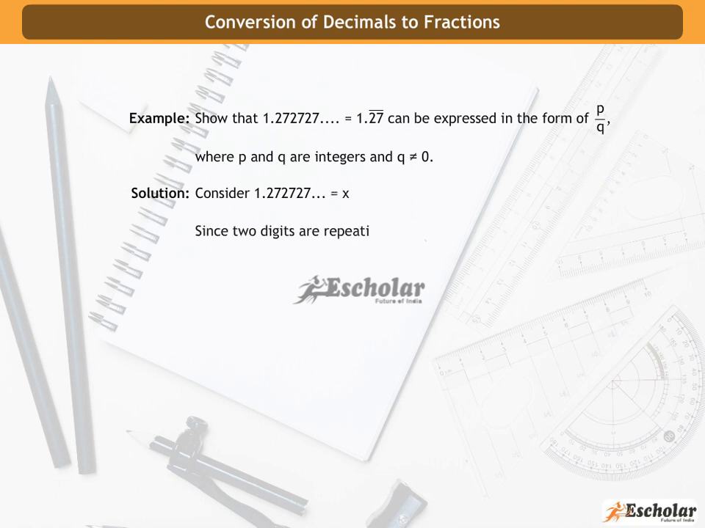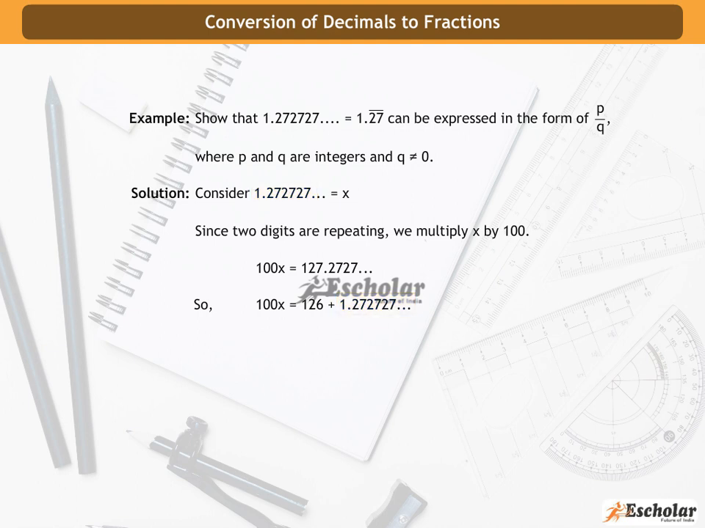Since two digits are repeating, we multiply x by 100. We get 100x is equal to 127.2727 and so on. 100x is equal to 126 plus 1.272727, as 1.272727 and so on is equal to x.